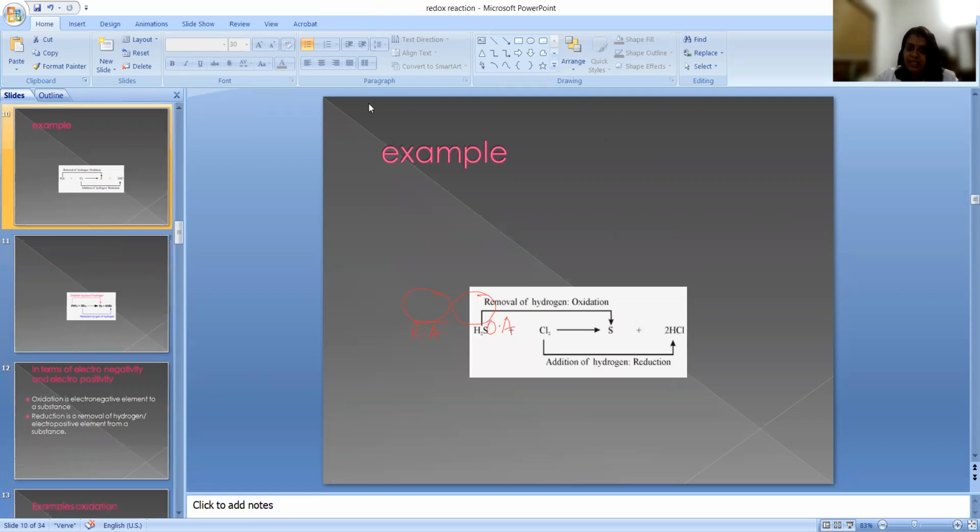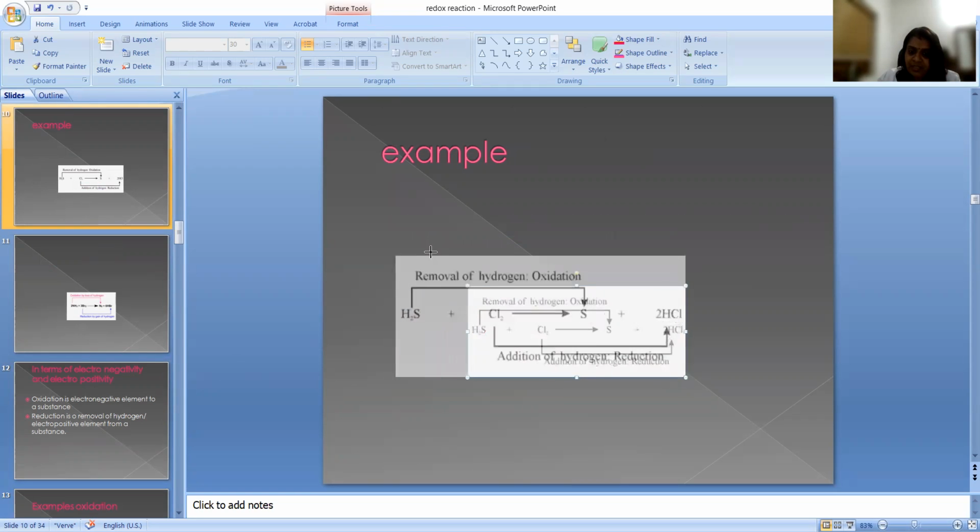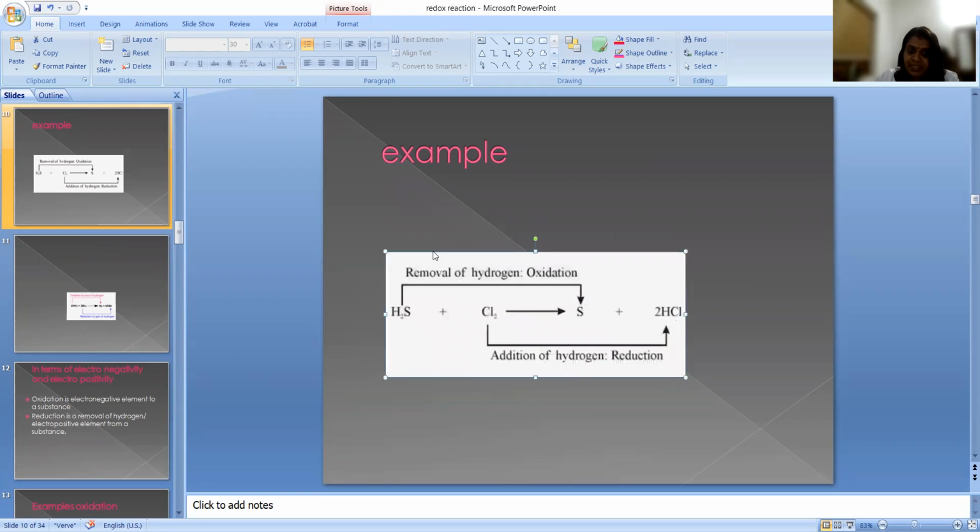Another example of this is hydrogen sulfide reacting with chlorine. What is happening there? Look at this. H2S is losing hydrogen and undergoing oxidation. Chlorine is gaining hydrogen and undergoing reduction. Since it is undergoing oxidation, it is acting as a reducing agent. Since it is undergoing reduction, it is acting as an oxidizing agent.